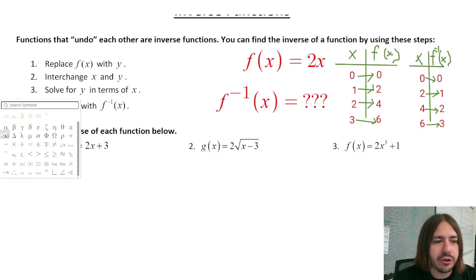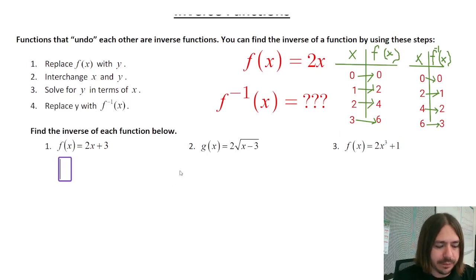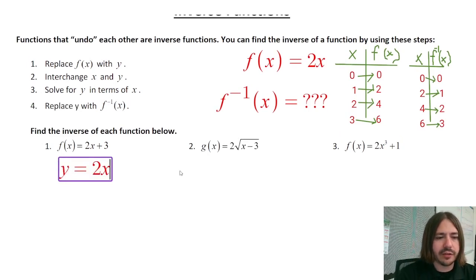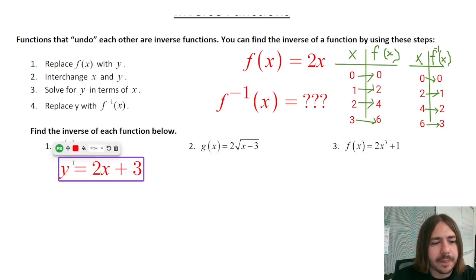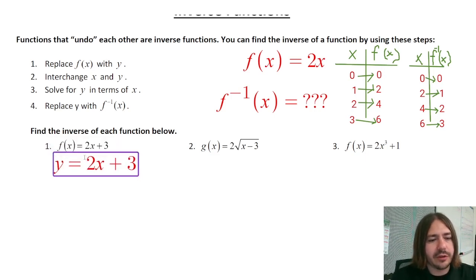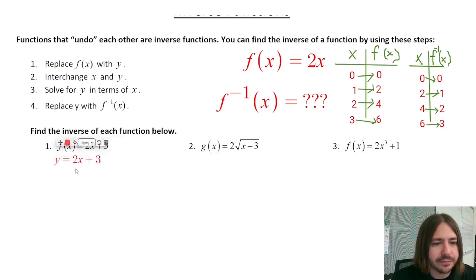But the first thing we're going to do is replace f of x with y. Okay, so we're just rewriting this equation, but taking the f of x out of it. I think it'll make the whole thing go a little smoother here. Let's shrink the font size up just a tad.